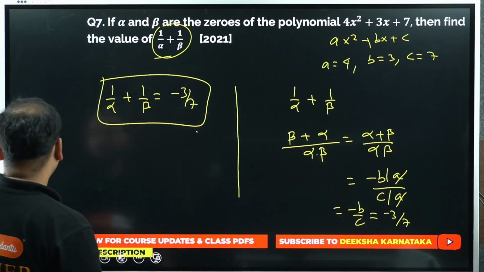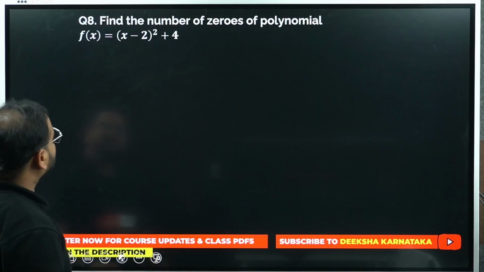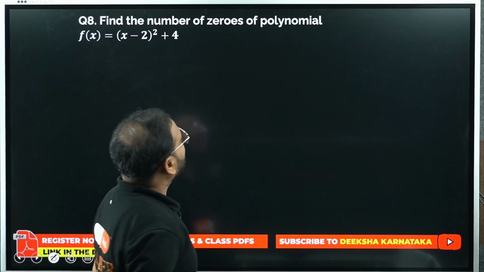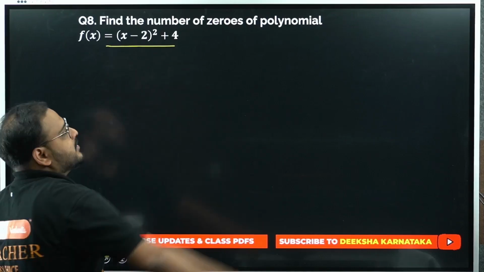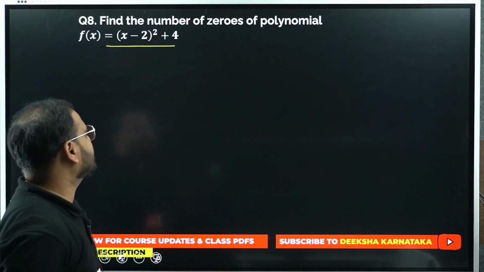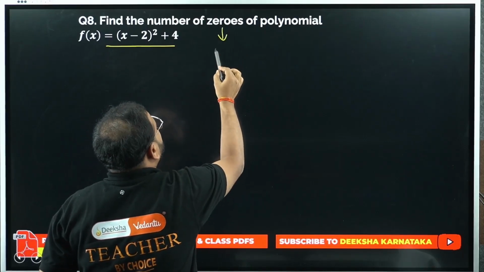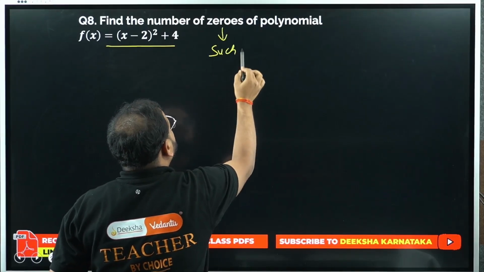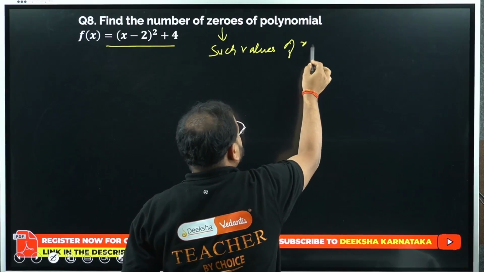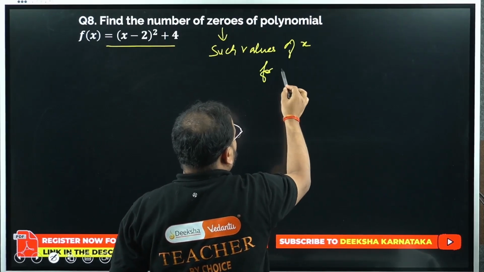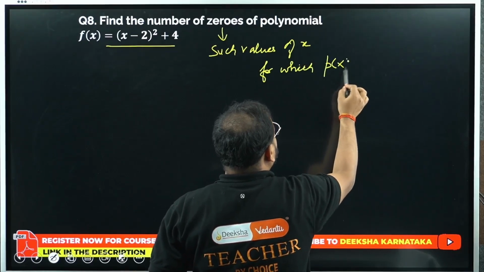Moving on to the next question. I hope this is visible. Simple enough. The number of zeros of polynomial. Quadratic polynomial is given like this. They're asking the number of zeros. What's the meaning of this zero? It means those values of x for which polynomial px becomes equal to 0.